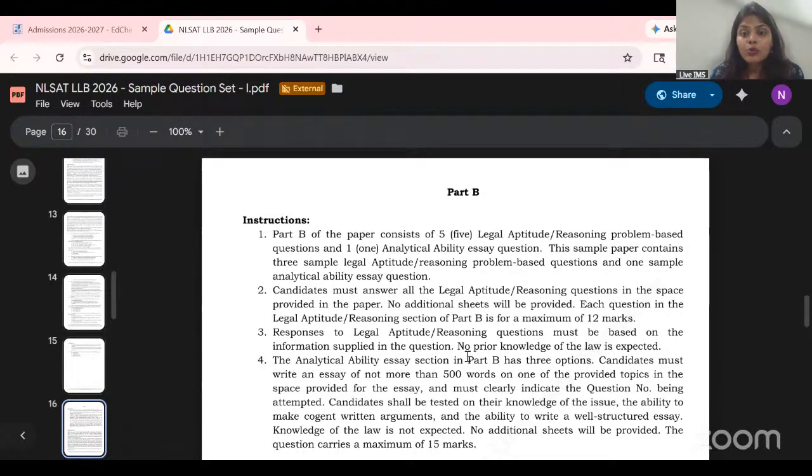But each legal aptitude question is of 12 marks, and the analytical ability question is 15 marks. You are not in a position to leave any of these questions because they carry a lot of marks. If you cannot solve one particular passage, at least you can mark something. But if you skip a particular answer, straight away you will lose 12 or 15 marks, which is a huge loss, which can be a factor that determines whether you're still competing or not.